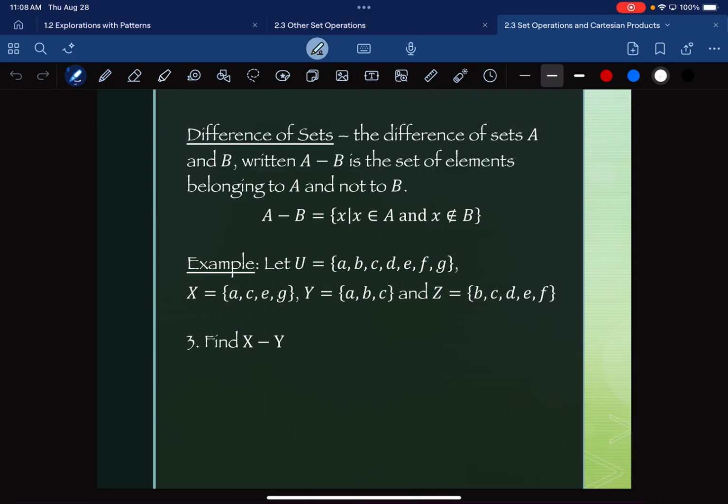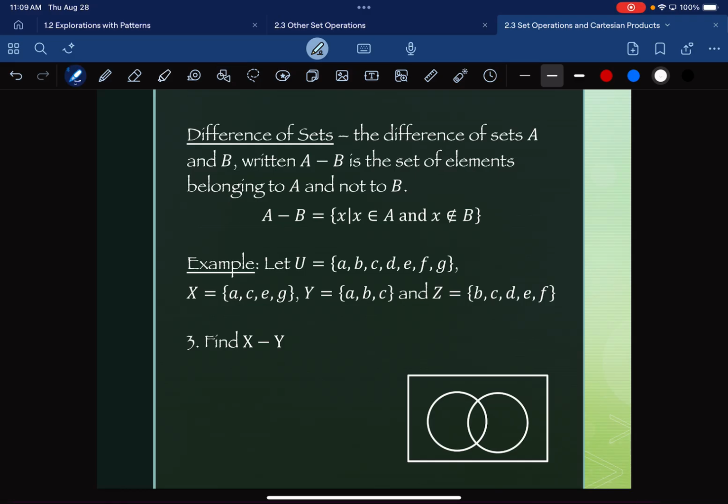So I have space at the bottom, so I'll draw my picture for this at the bottom as well, like we did on the last two. So we're going to draw the rectangle and the two overlapping circles, and we're going to label them A and B. And for a difference, it means that it is in A and not in B. So where is that in this picture?